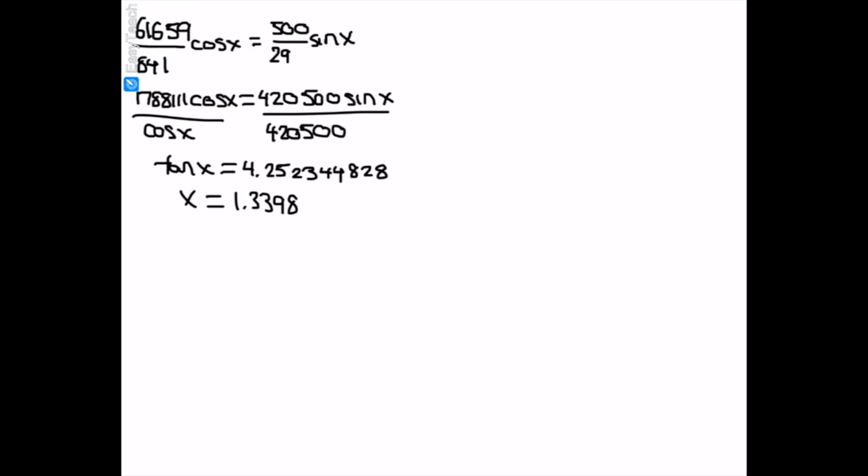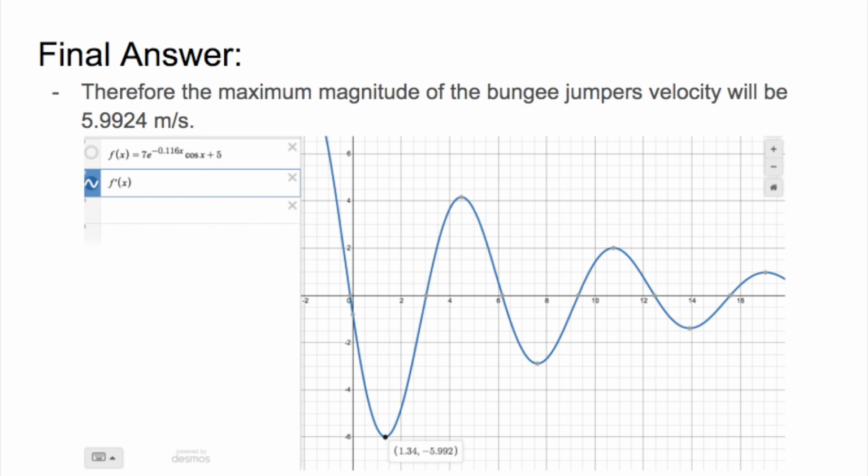So now that I have my x value that represents when max velocity occurred, I plug it into the first derivative equation to get the magnitude of the maximum velocity. So finally we can formulate our therefore statement and say therefore the maximum magnitude of the bungee jumper's velocity will be 5.9924 meters per second, and we don't care about the fact that it's a negative velocity, we only care about magnitude. And as you can see, the Desmos function confirms our answers by having the same x and y values.